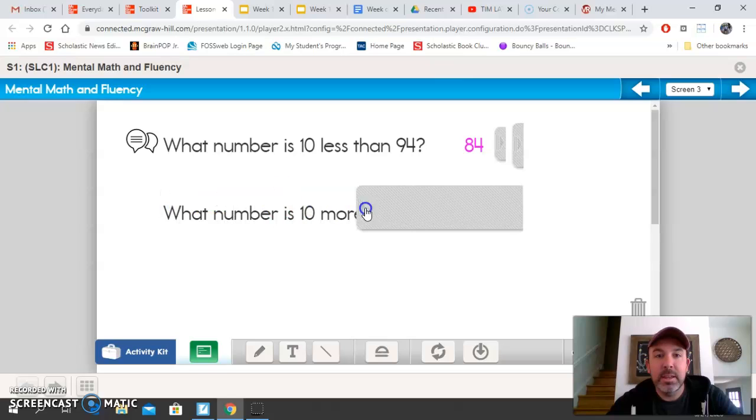And the last one. What number is 10 more than 94? Head to that number grid and solve that problem. 10 more. Okay, let's reveal our answer. Who knows how to read that number? How do we say that number? I hope your answer was 104. The answer is 104, and if that's the answer you got, pat yourself on the back and kiss your brain.